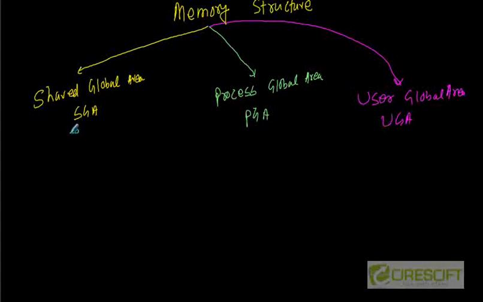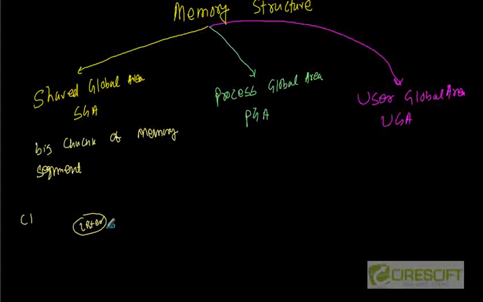Okay, so the shared global area is a big chunk of memory segment which all the Oracle processes can access at any point of time. Let's try to redraw the diagram we started before. Let's say here is a listener. Whenever a client request comes, the listener is going to fork a process called a dedicated server process, right?